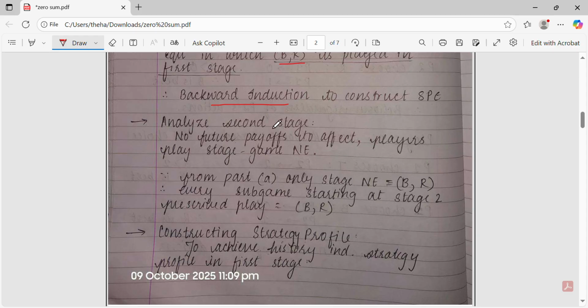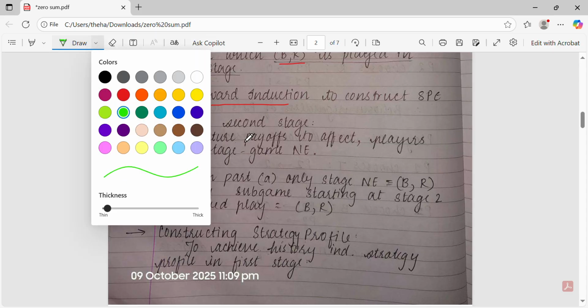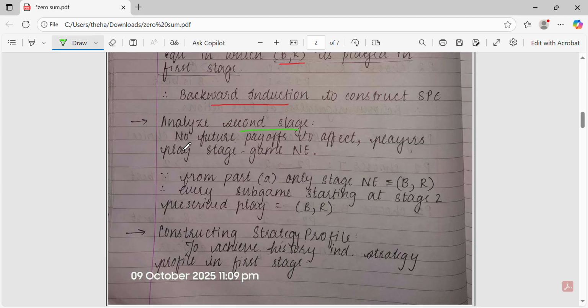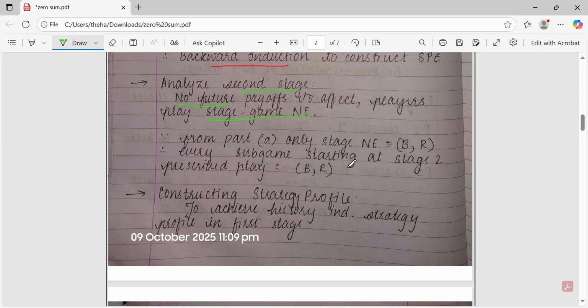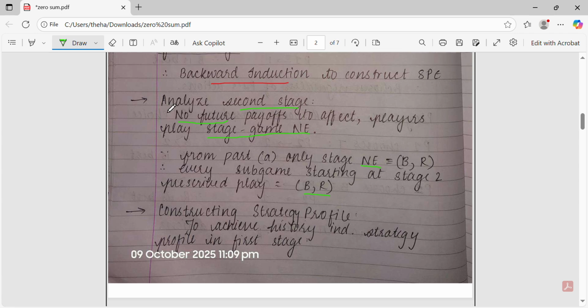So what does it entail? First we analyze the second stage. Now the second stage, according to the question, is the last stage, which means there is no future. They don't have to worry about what payoff might come next. So basically, players play a stage game Nash equilibrium. Since from part A the only stage Nash equilibrium was B comma R, the same thing will be played in this round also. That is all that is to be written here: there are no future payoffs, given that there are only 2 rounds in the game.